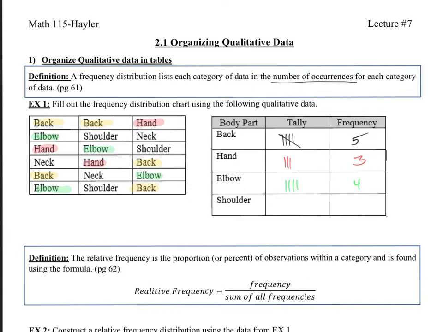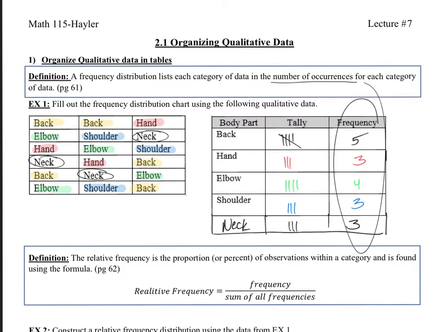Let's see. Let's do blue. Shoulder. Oops. Shoulder, shoulder, and shoulder. And we have 3 of those. And what we're missing is actually the neck. So I'll go ahead and fill that one in here. How many times do we see neck? 1, 2, 3. All right, so we went ahead and we filled in just the frequency, so the number of times it shows up.